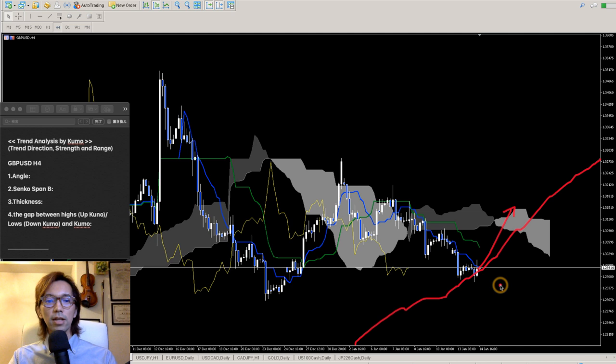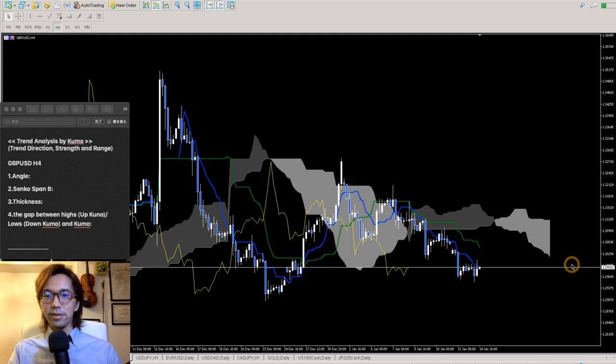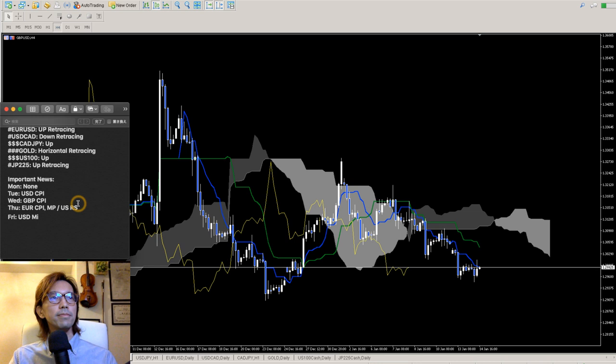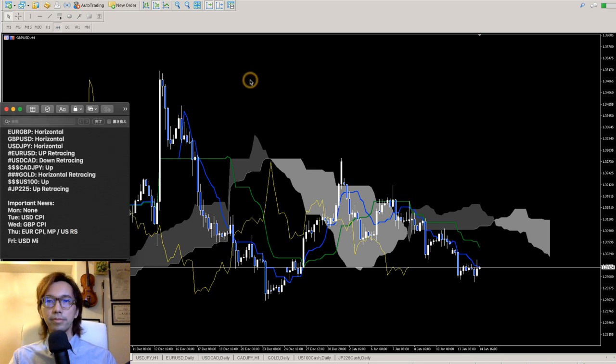And in this case, by looking at this 4 hour chart, what would you say by looking at the Kumo here? Do you think the price is going to be supported here and go up? And today is a Tuesday, and we had only US dollar related news. So right now there's no news.